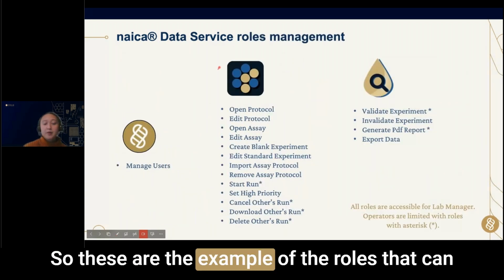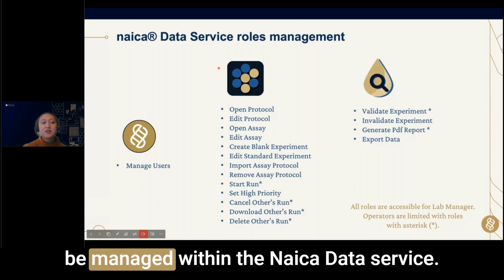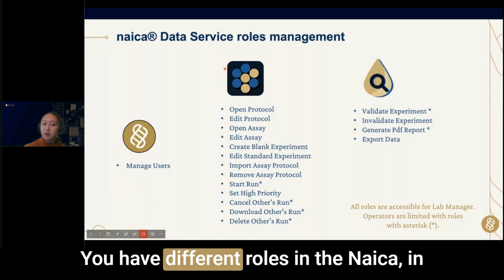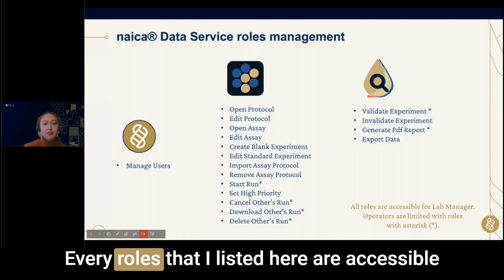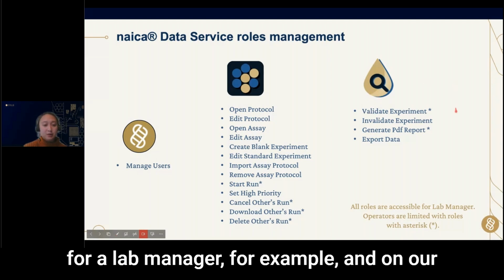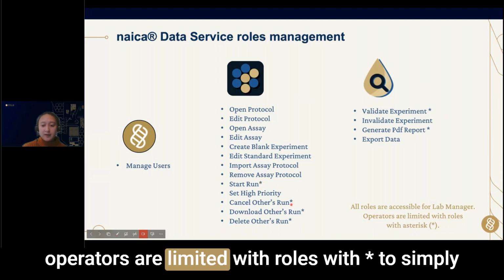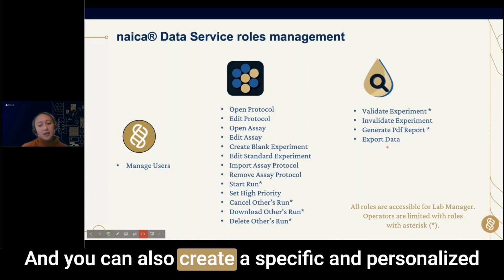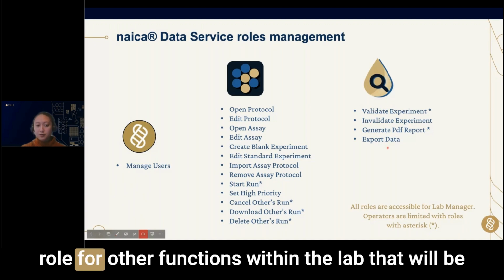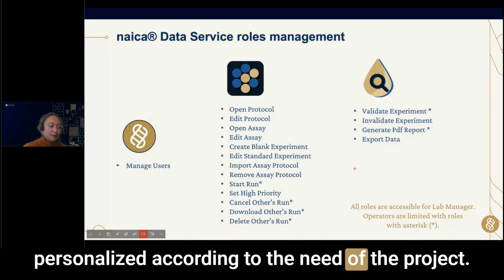These are examples of the roles that can be managed within the NICA data service. You have different roles in the NICA data service, the Nio Reader, and the Nio Analyzer. Every role that I listed here is accessible for a lab manager, for example, and operators are limited to the roles with asterisks to simply run experiments and generate PDF reports. And you can also create a specific and personalized role for other functions within the lab, according to the needs of the project.